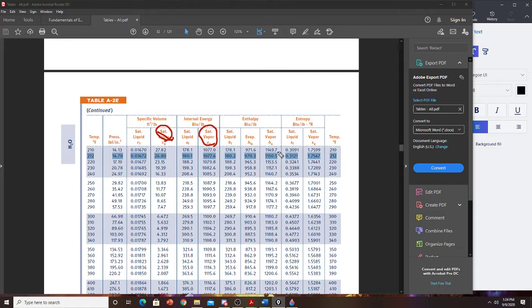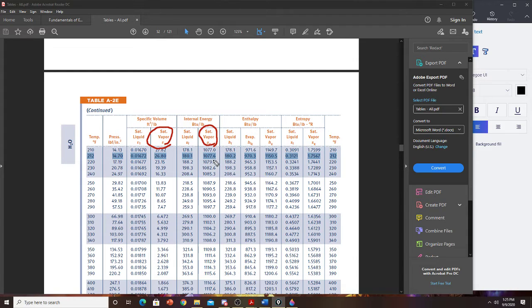But if it were an open system, we would be swapping. Instead of getting saturated vapor U, we would be getting this value here. But for right now, we want enthalpy and we want specific volume, nothing else. In later parts, we will be taking entropy, but for right now, this is what we're looking for. Okay, so let's go ahead and grab those two values at 212.